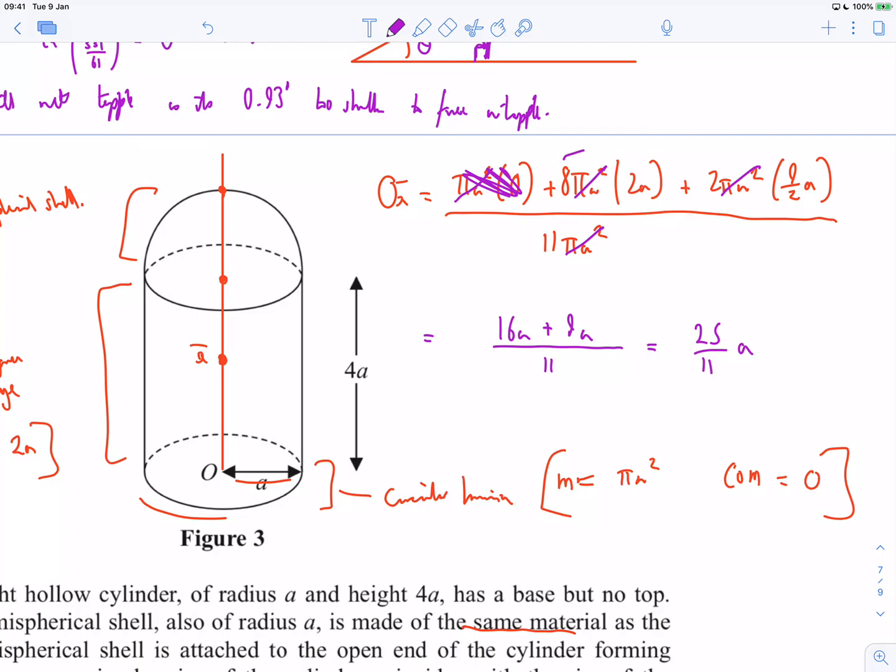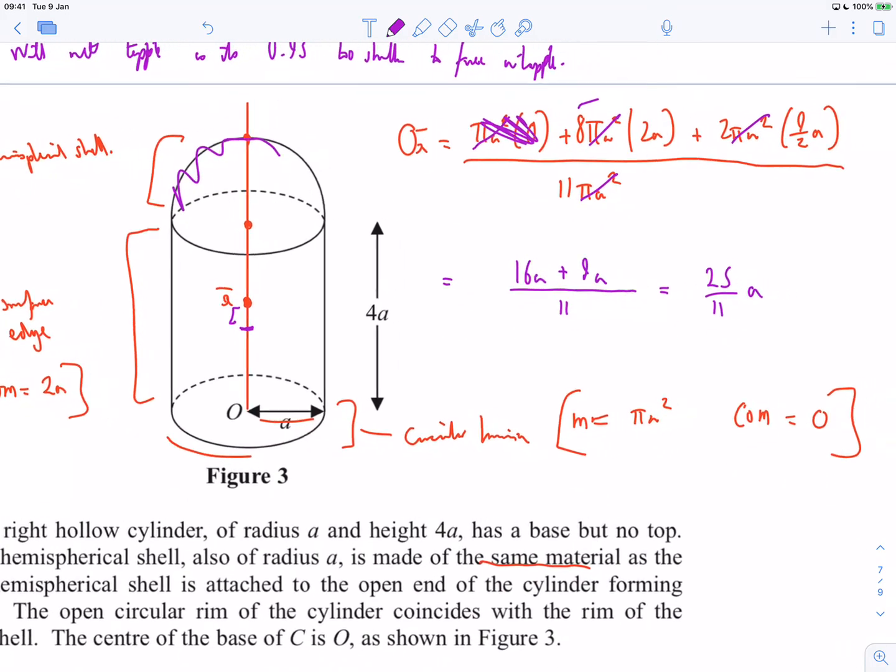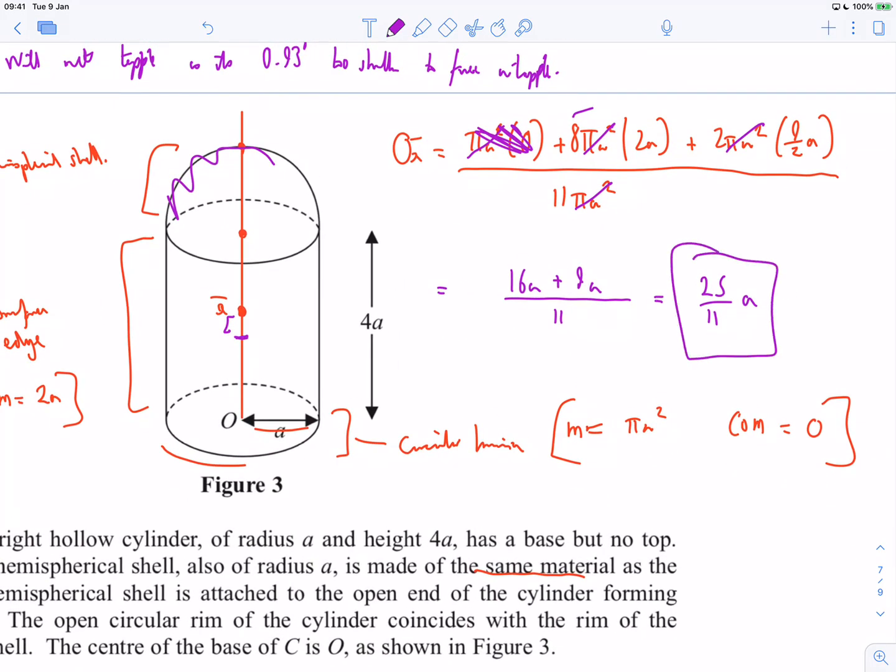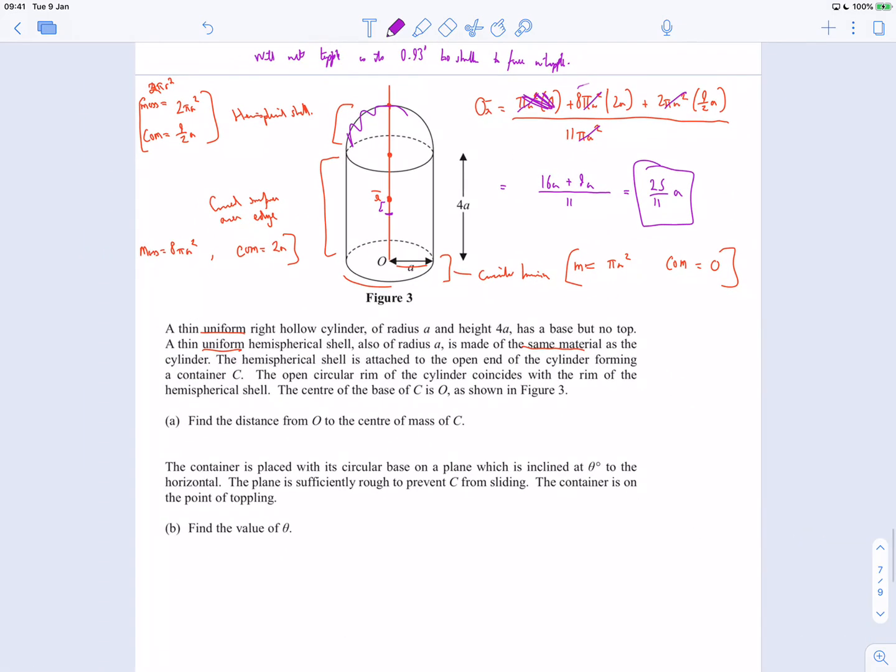25 over 11a is just over 2a. So the halfway point of the cylinder is 2a, so it's some nudge above halfway. And that kind of makes sense because the hemisphere you would expect to contribute more to the weighted average, so it'll be pulling the centre of mass upwards a little bit. So 25 over 11a seems realistic.